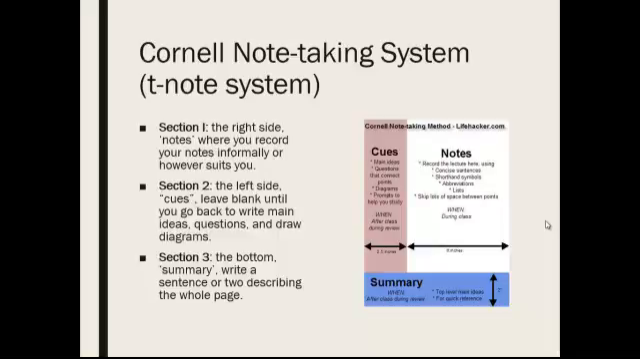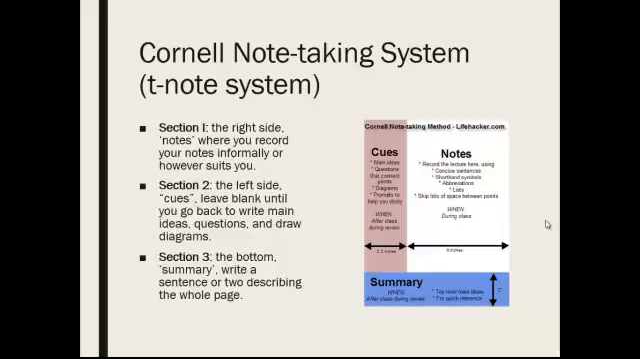So the Cornell note-taking system has been around for over 45 years. It's also called the T-note system. So this is a very helpful system when you're trying to have a lot of information thrown at you and you have to sift through it quickly. So there's three different sections. The first section is actually the notes, where you record what information you are being given in lectures.